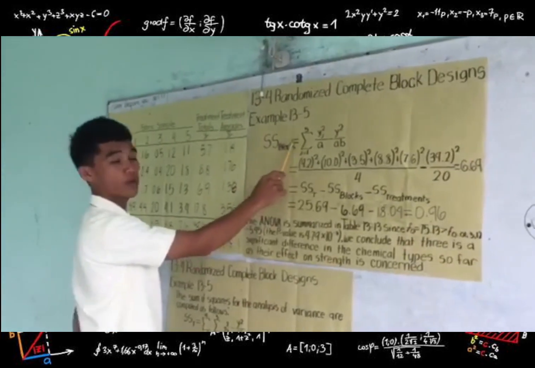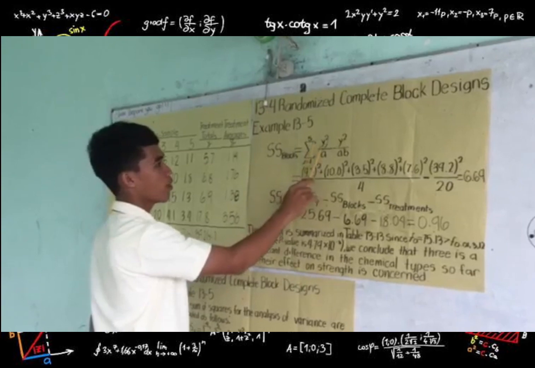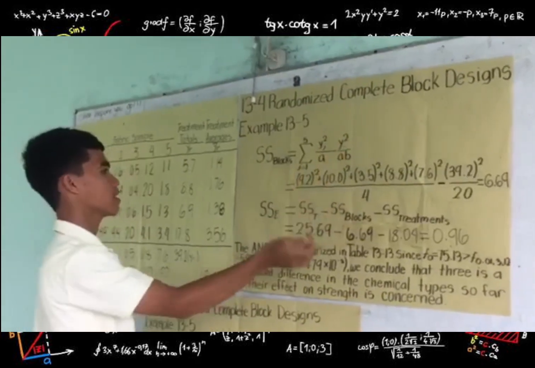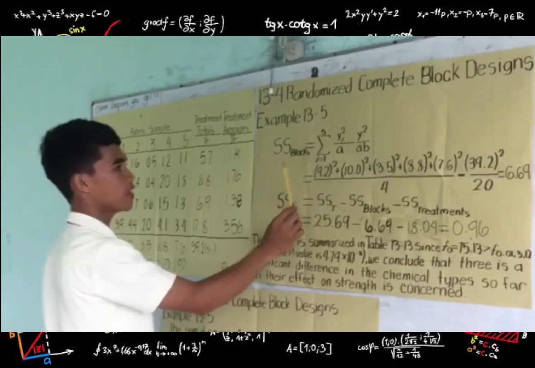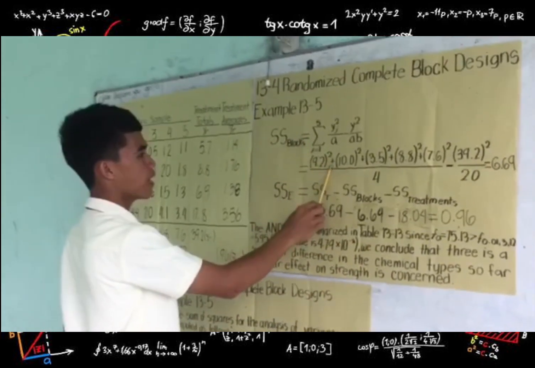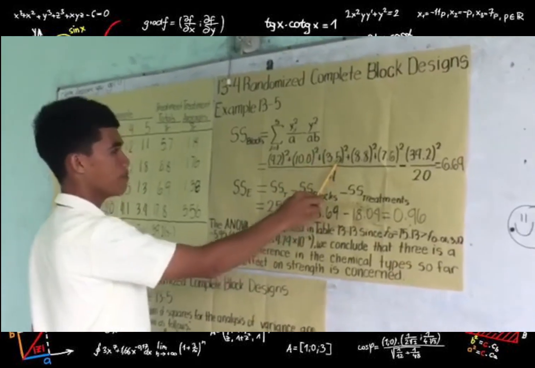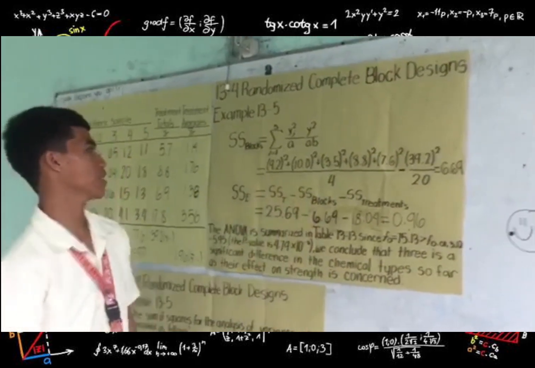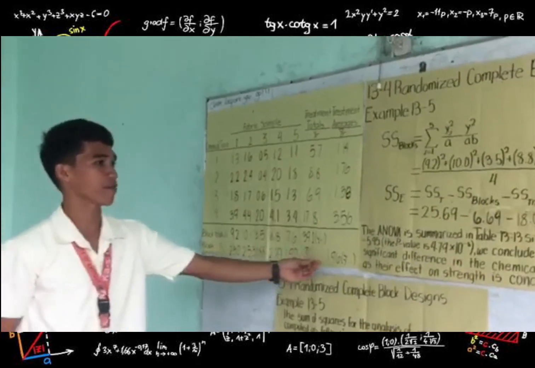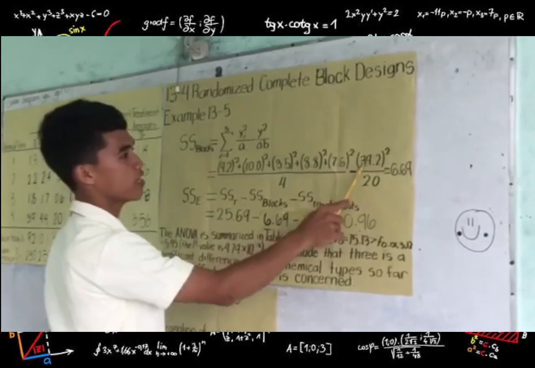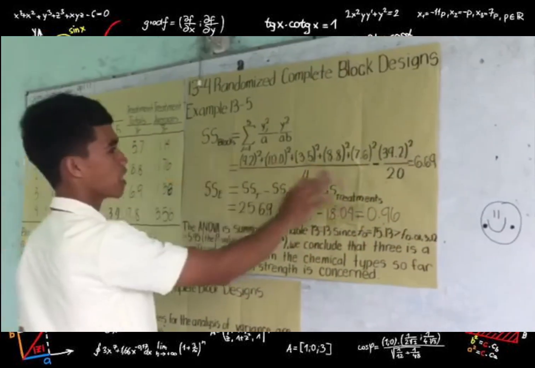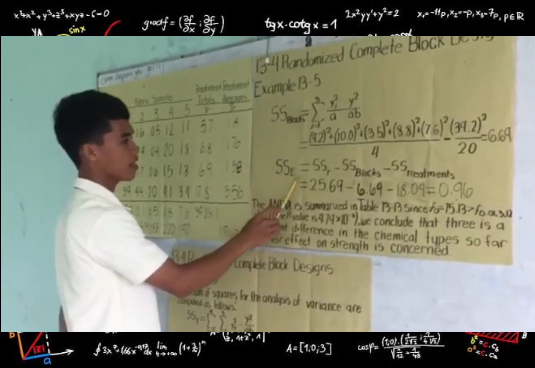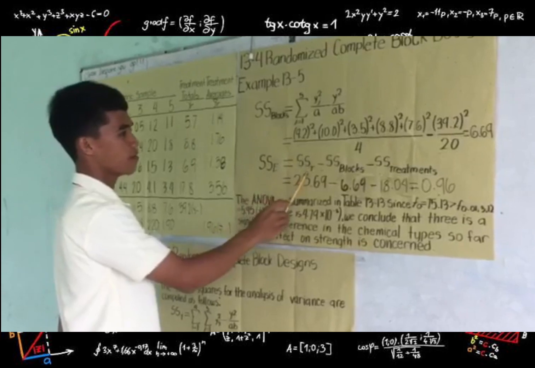Sum of squares sub blocks is equal to the summation of j equals 1 to 5, y squared j over a minus y squared over ab. Then substitute the values: 9.2 squared plus 10.0 squared plus 3.5 squared plus 8.8 squared plus 9.6 squared over 4, minus 39.2 squared over 20. Then the total is 6.69.